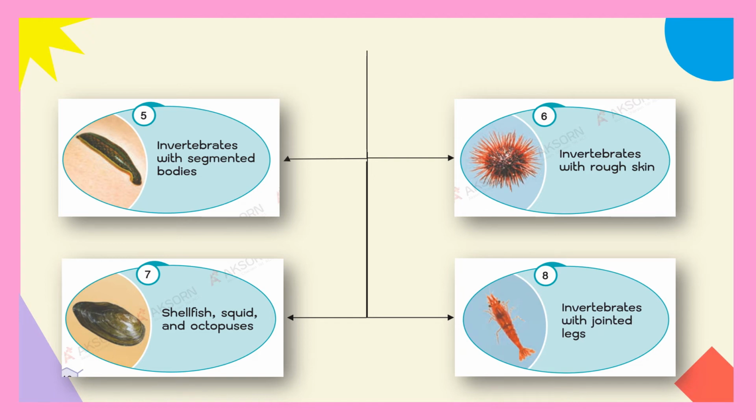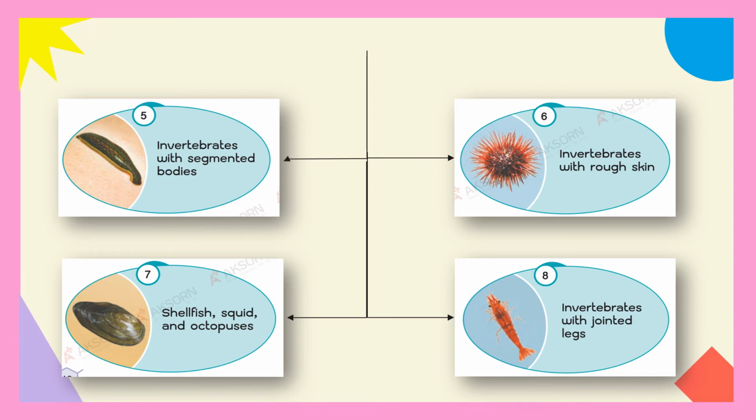invertebrates with joined legs. Okay, they have joined legs. Their body has 3 parts: head, chest, and stomach. Some of them have only 2 parts. We have head and chest. Their bodies are covered with hard skin. And also they shed their skin as they grow and reproduce sexually.